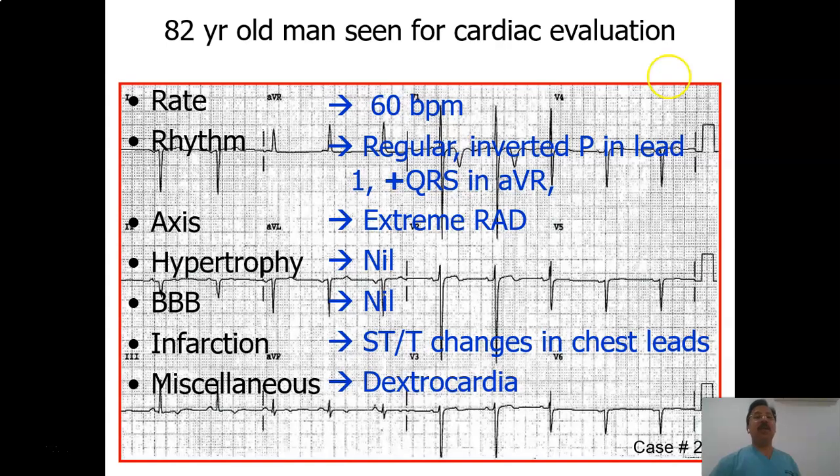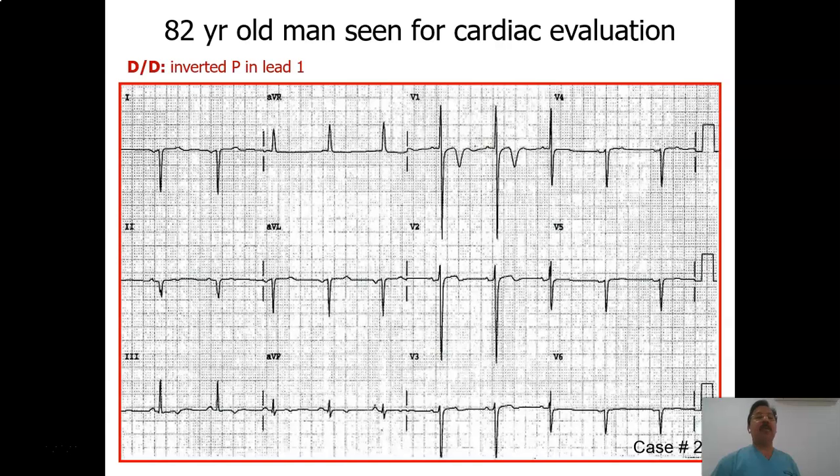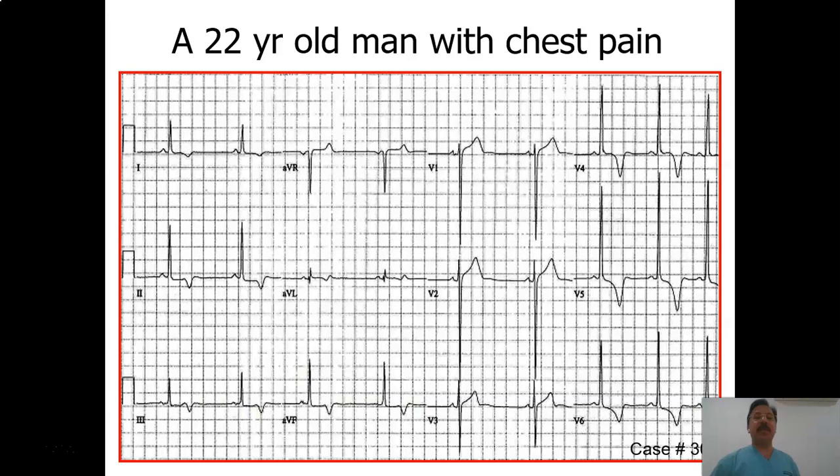So findings include a rate of 60 and regular. Inverted P wave in lead 1 and positive QRS complexes in AVR. So this is a normal sinus rhythm, but the axis is extreme right axis deviation, no hypertrophy, no bundle branch block. There are ST changes in the chest leads, and it's a feature of dextrocardia. All these are features of dextrocardia. So the differential diagnosis of inverted P wave in lead 1 includes dextrocardia, ectopic atrial rhythms and misplaced limb leads.